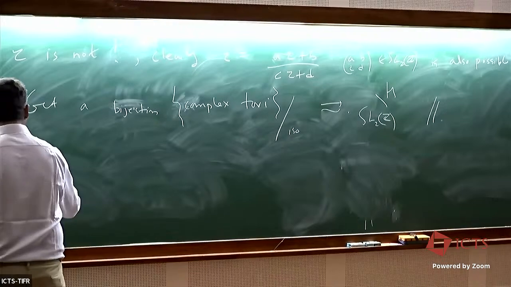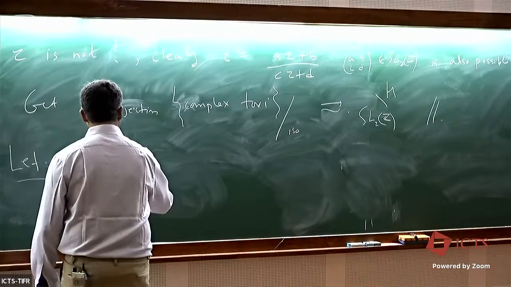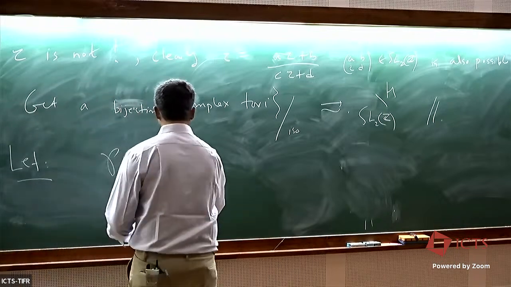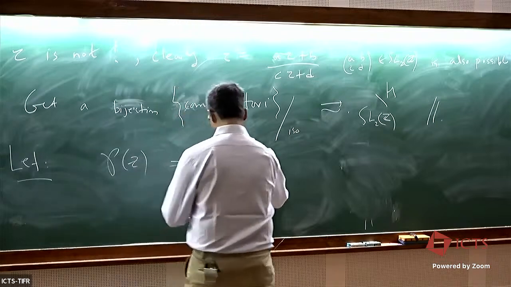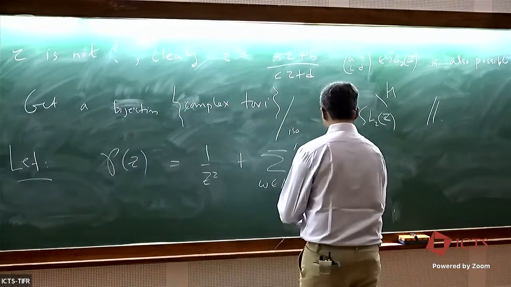So that's maybe what I wanted to say about complex tori for now. Let's move to the algebraic geometry interpretation of elliptic curves. For this, there are these classical, maybe 18th century, functions. The Weierstrass P function.